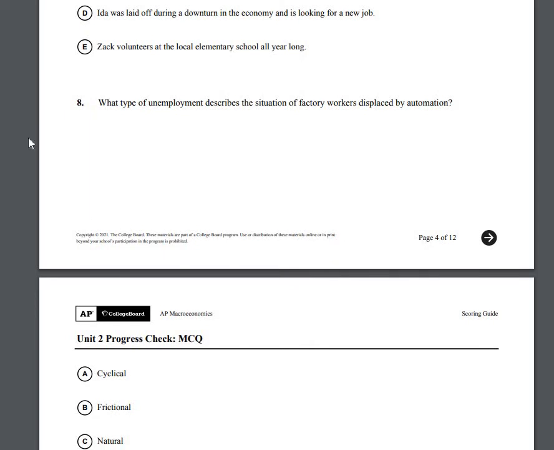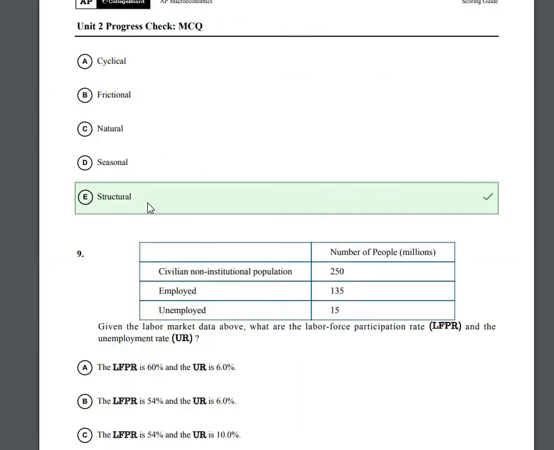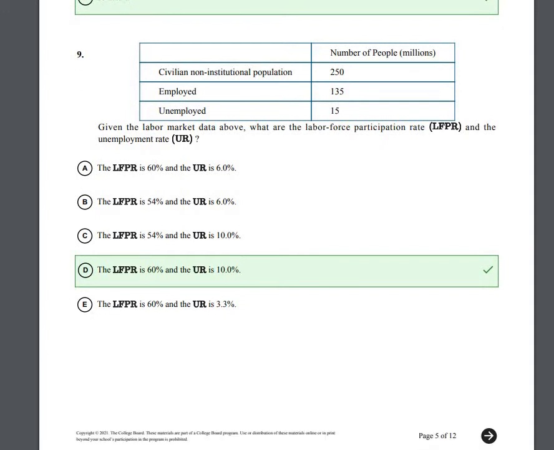Number 8, which type of unemployment describes the situation of a factory worker displaced by automation? E, structural. I guarantee you that's going to come up on this test, and I guarantee you that a question like that is going to come up on the AP exam. Okay. I can't 100% guarantee on the AP exam because you never know, but that usually is something that comes up on the AP exam.